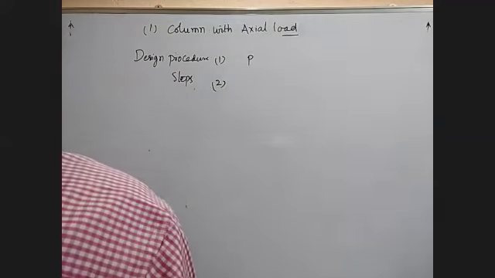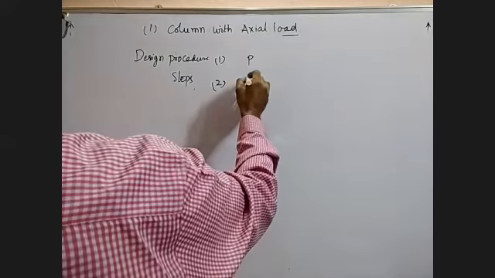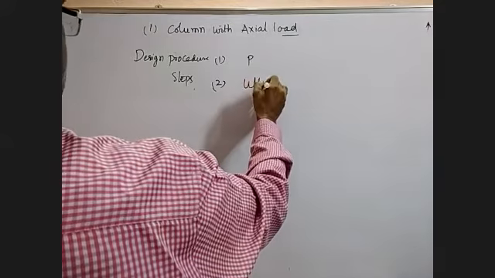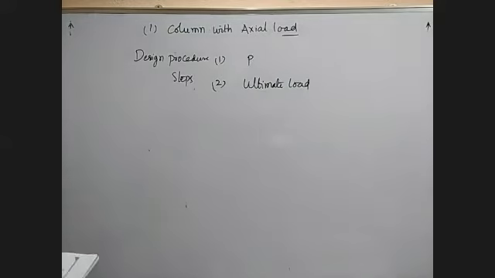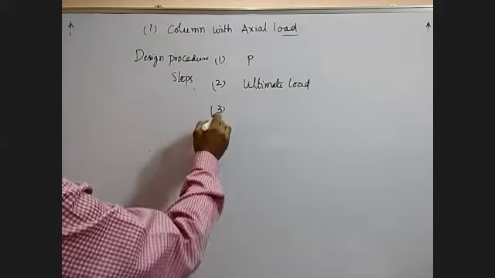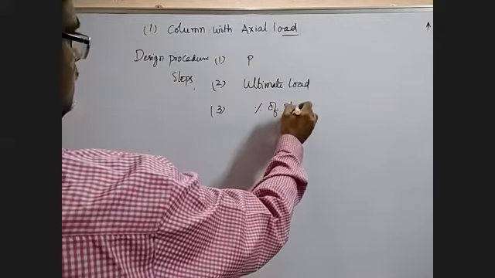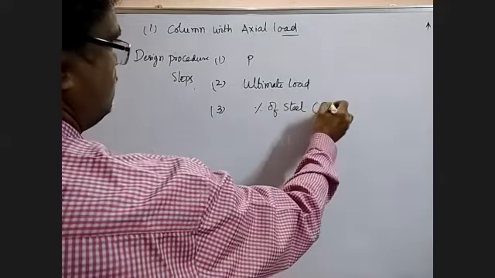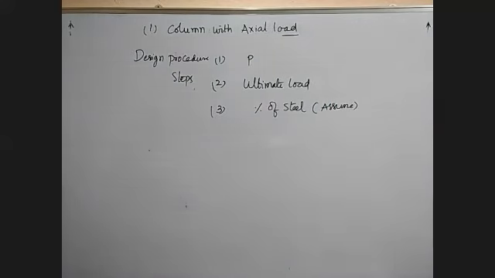The second step is the, okay, first and second both are same. PU, ultimate load. Okay. The third one is the percentage of steel assumption. Percentage of steel initial గా మనకి 0.8 నుంచి 6 లోపల ఉండాలి. తెలియదు కాబట్టి ఫస్ట్ లో మనం percentage of steel assume చేసుకోవాలి.